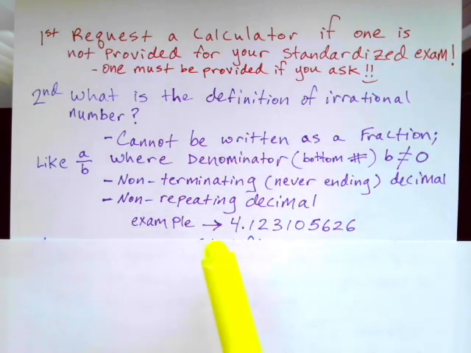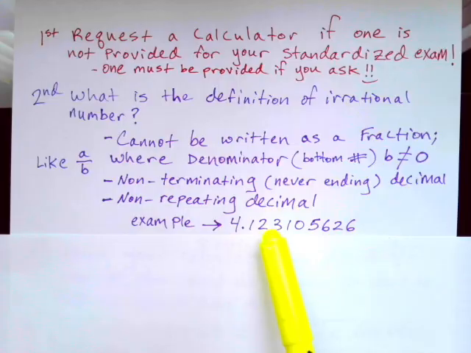And here's an example, 4.123105626, right? As you can see to the right of the decimal, none of these numbers repeat, and the decimal goes on and on and on and on forever.